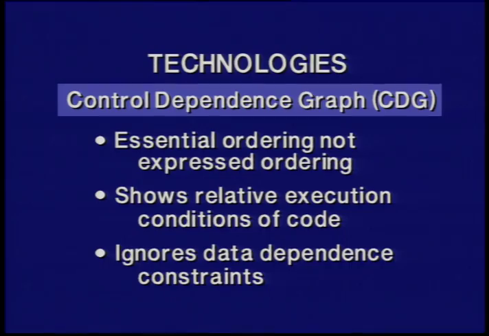So a part of the thrust of our work is to look at this and find ways of recognizing these relationships. One of the ways for this particular one is something we call control dependence. We build a control dependence graph which expresses the essential ordering of the program, not the way it has been written, because it's usually been written in a linear ordering, and which then expresses the relative execution conditions of the code and initially ignores the data dependence constraints. We want to forget about those for the moment.